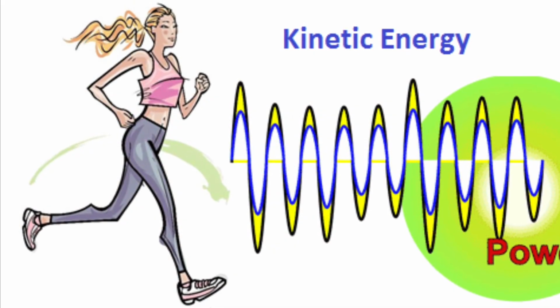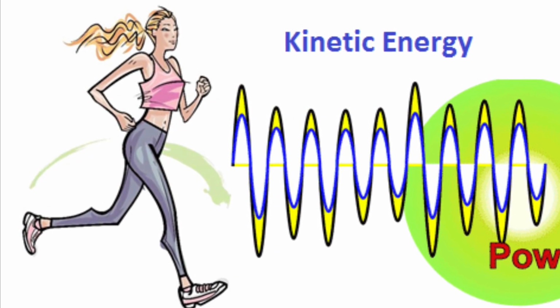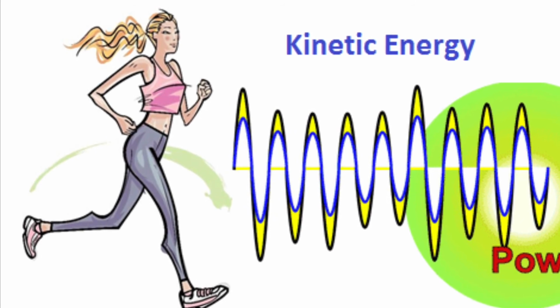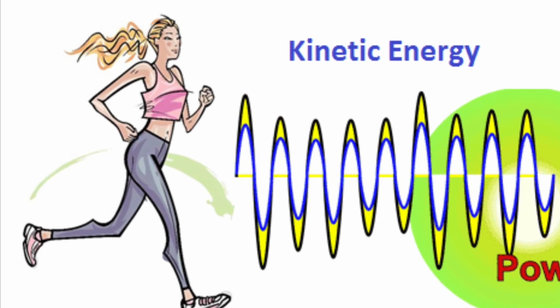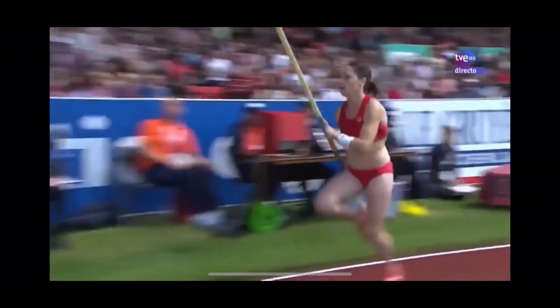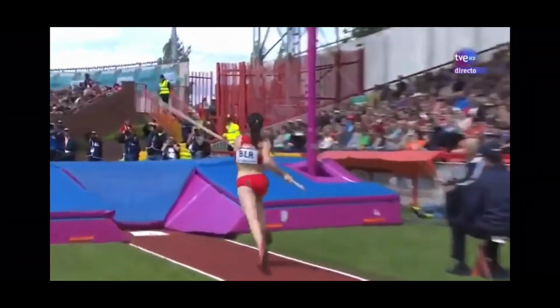We are also assuming no energy is lost during the vault, which is not the case. An example of some energy being lost is when the vaulter plants the pole in the box before lifting off. Overall, there are many factors that affect the pole vault, but velocity is the main one.